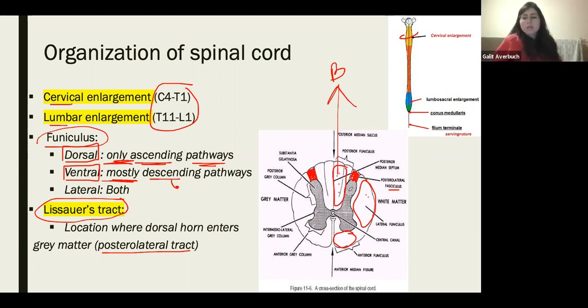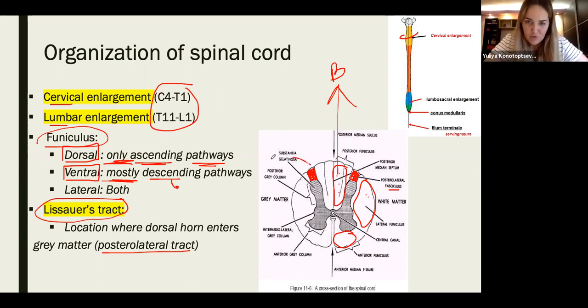Perfect. Sensory axons. You remember, this is the dorsal root. The dorsal root will be here, and this is where the dorsal root ganglion is. And you remember that the axons of the sensory neurons are entering this way to the dorsal horn, so they can synapse with the interneurons located here. So you need to remember that Lissauer's tract basically consists of axons of sensory neurons. It's a bunch of axons of sensory neurons which are entering into the dorsal horn. Does it make sense?